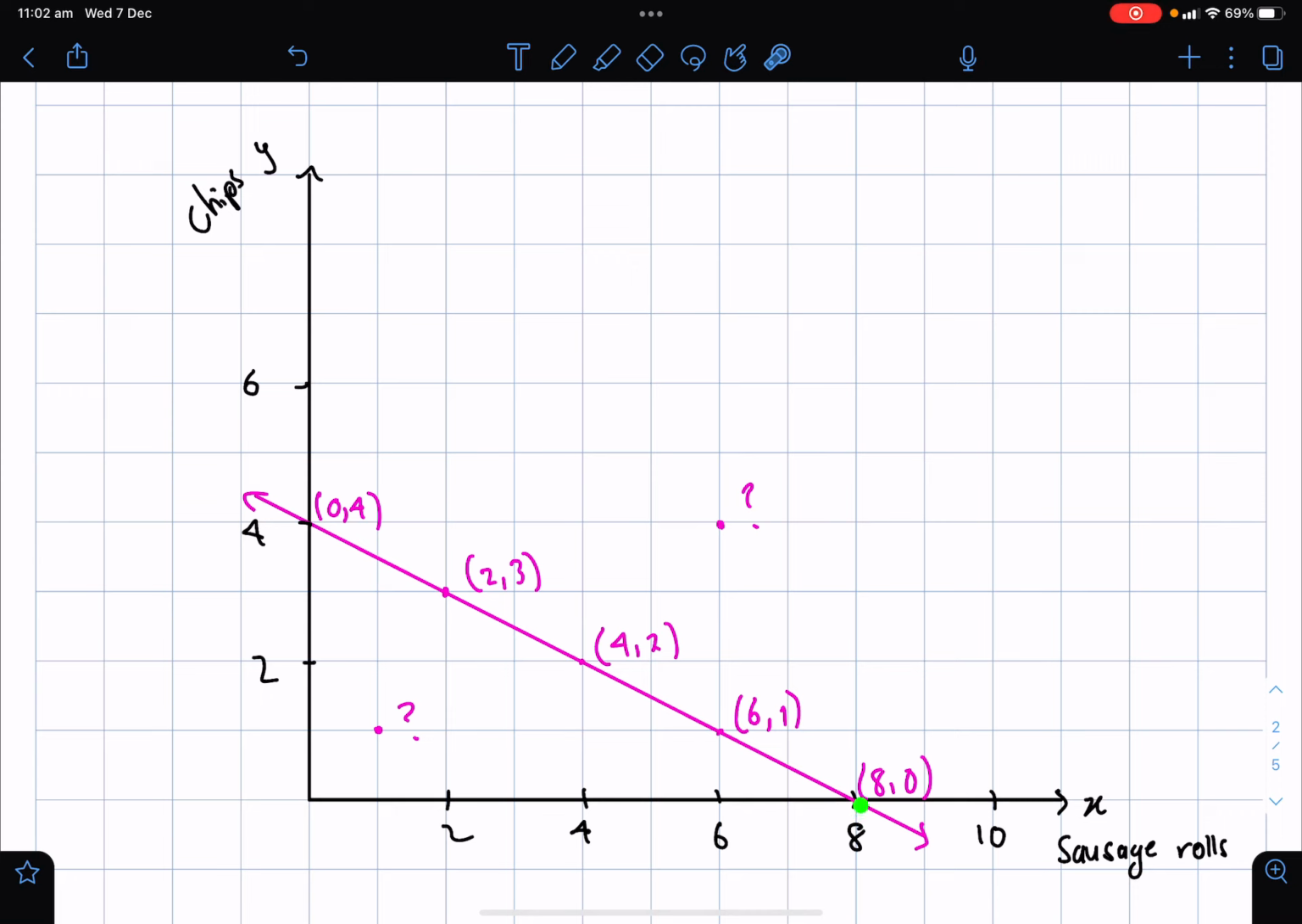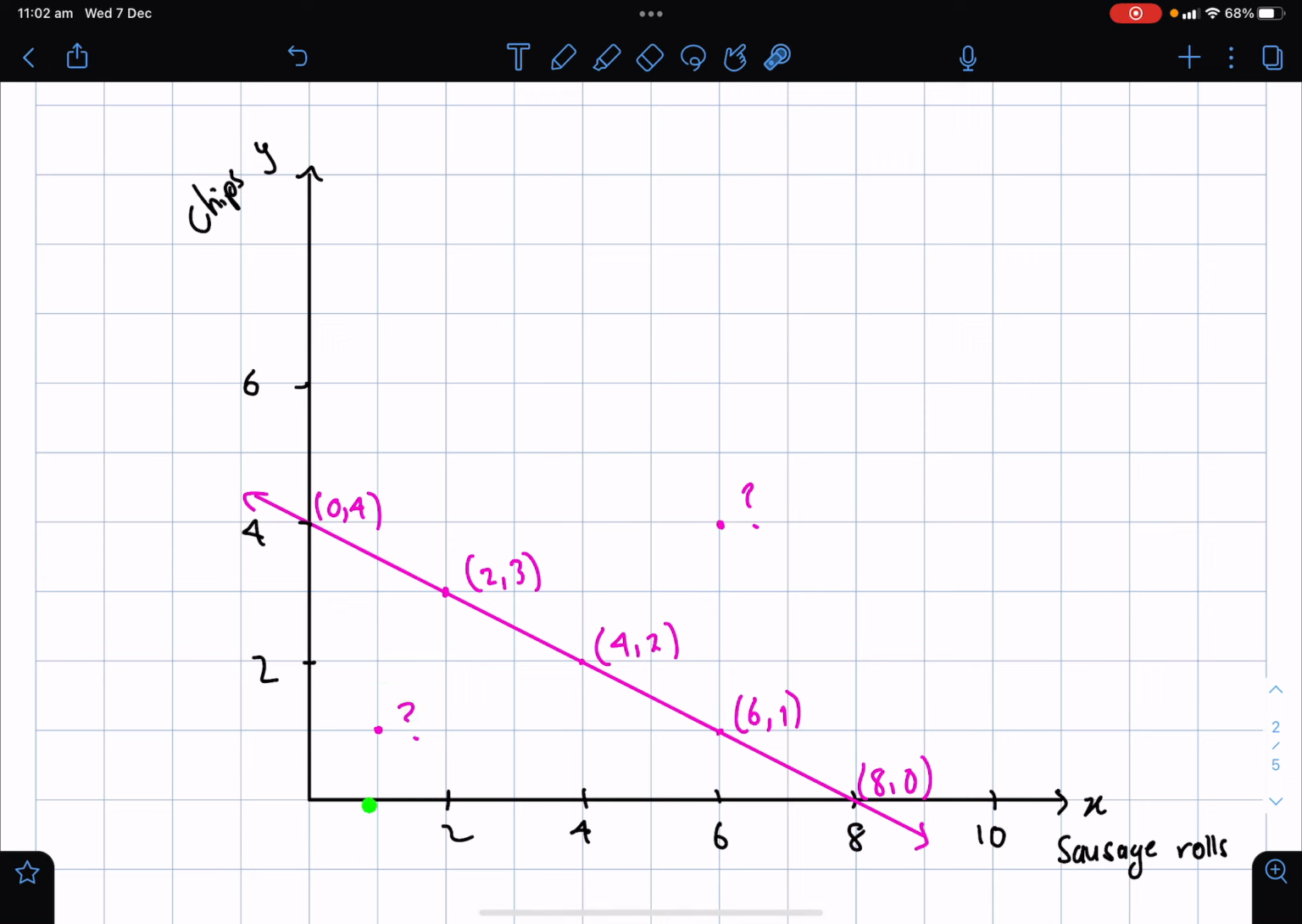8 sausage rolls, no trays of chips. 4 trays of chips, no sausage rolls. And then we've got 2 and 3, 4 and 2, 6 and 1. They're our other solutions. But what about these points here? How much does this point here cost? So all of these points cost my exact $24.